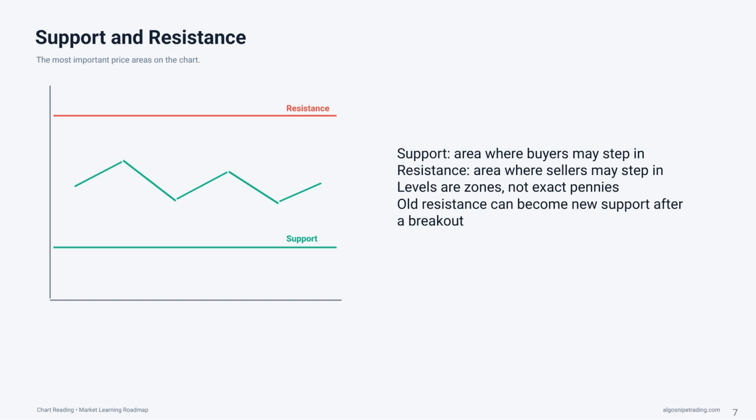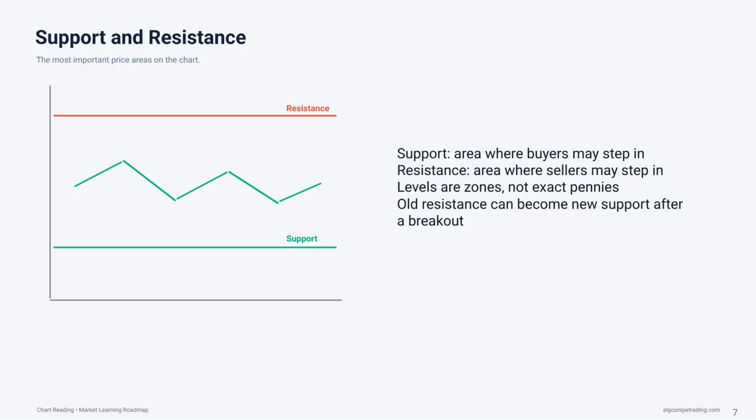Resistance is an area where sellers may step in. When price rises into resistance, traders watch to see if sellers reject the move and push price back down. Support and resistance should be treated as zones, not exact pennies. Price may go a little above or below the level before reacting.